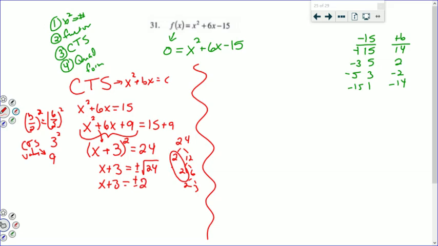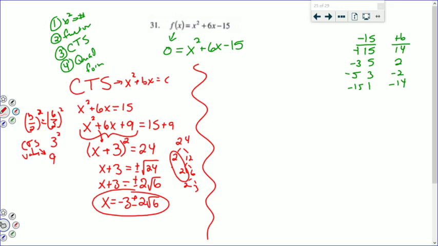This is from the team that made it out, from these guys, times the square root of 2 times 3 is 6. Okay? We want to get x by itself, so we're going to subtract 3 from both sides. We're going to get that x is equal to negative 3 plus or minus 2 times the square root of 6. And that is our solution by completing the square.